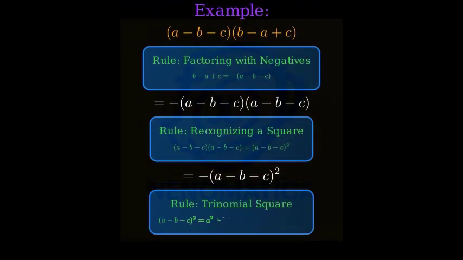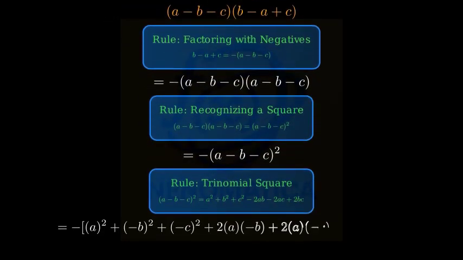To expand this square, we use the trinomial square formula. We have the square of each term plus all the cross products. Remember that the square of a minus b minus c is a squared plus b squared plus c squared minus 2ab minus 2ac plus 2bc.